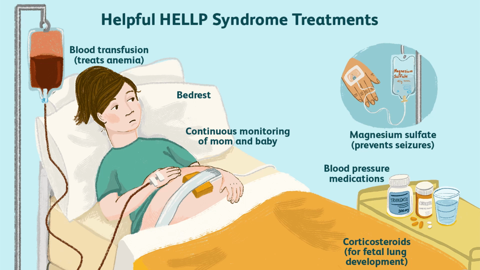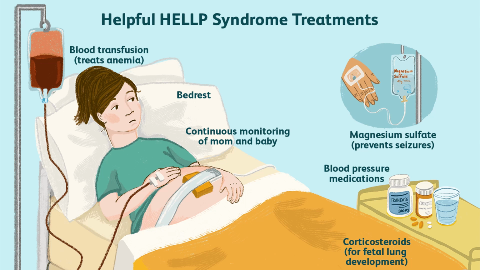So what do these patients need? What do these mothers need? Sometimes they'll need a blood transfusion. They're often on bed rest because of the preeclampsia already. They're on blood pressure medication because of the preeclampsia. There's continuous monitoring of the mother's vital signs and the fetus to check for any fetal distress. You'll see in the corner there, blood pressure medications.